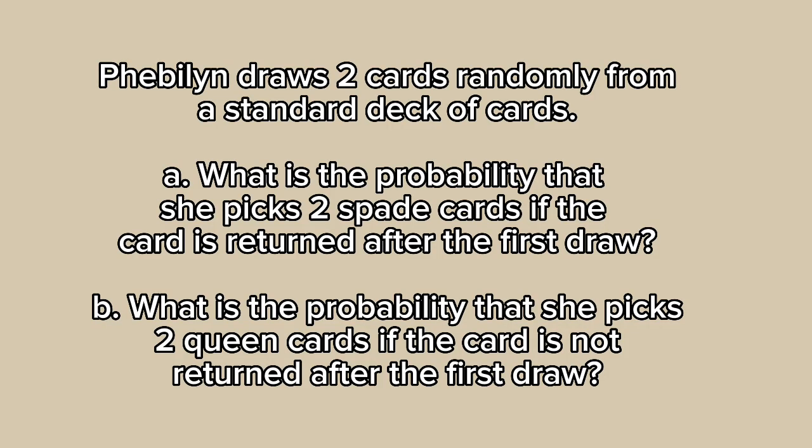Febelin draws 2 cards randomly from a standard deck of cards. A. What is the probability that she picks 2 spade cards if the card is returned after the first draw? B. What is the probability that she picks 2 queen cards if the card is not returned after the first draw?